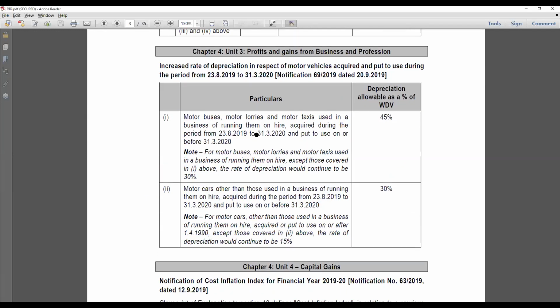And now Unit 3, where it deals with PGBP, please be aware of these rates of depreciation allowable at WDV percentage. You will get this question in the total income computation or as a separate depreciation question, but this will appear in your exams for sure, because since this is an amendment which can form part of your question in the total income itself, this is sure to come in your exams.